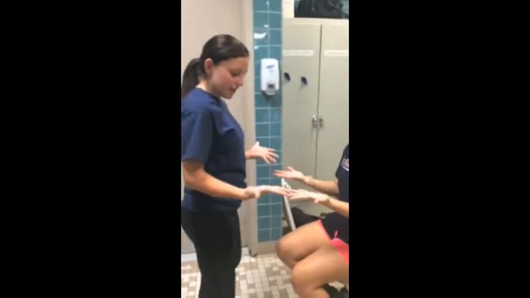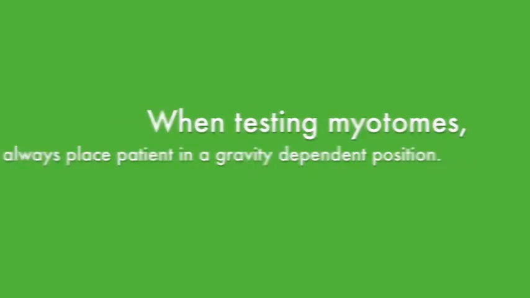T1 myotome is finger abduction. So she's going to abduct her fingers and I'm going to apply resistance. Now we will be testing the deep tendon reflexes for the upper quarter for C5, C6, C7.